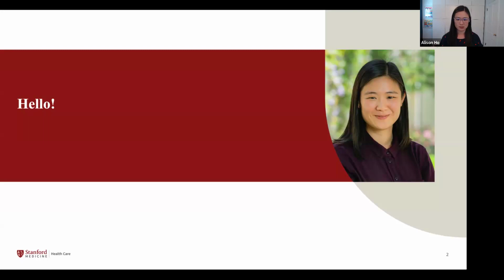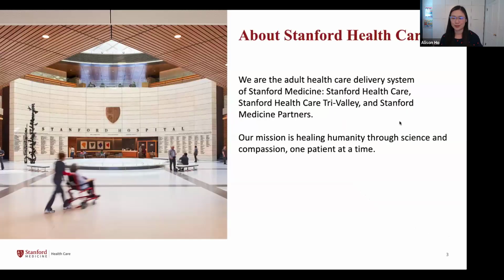So let's see. All right, I'm going to start with a little bit of context. Stanford Healthcare is the adult healthcare delivery system of Stanford Medicine. That includes Stanford Healthcare Tri-Valley and Stanford Medicine Partners. Our mission is healing humanity through science and compassion, one patient at a time. We have over 500 clinic locations and a couple thousand providers, including clinicians and advanced practice providers, so we have quite a large footprint in the Bay Area.